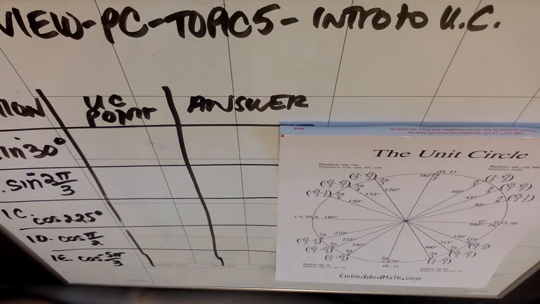This is the View Pre-Calc class. We're doing topic 5, which is Intro to the Unit Circle, and this is video number 2 in that series.